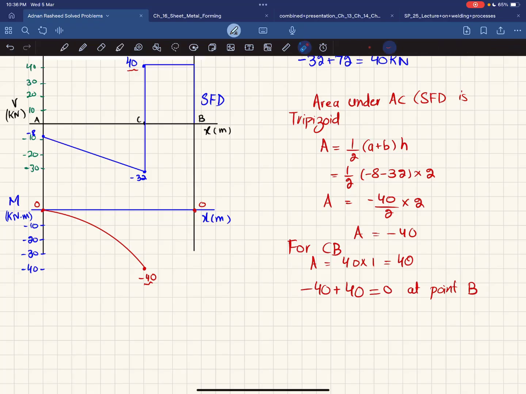And the last thing is that shear force is a horizontal line. So bending moment will be a first-degree straight line. And since this area is positive, its slope will be increasing. So this is your bending moment diagram.